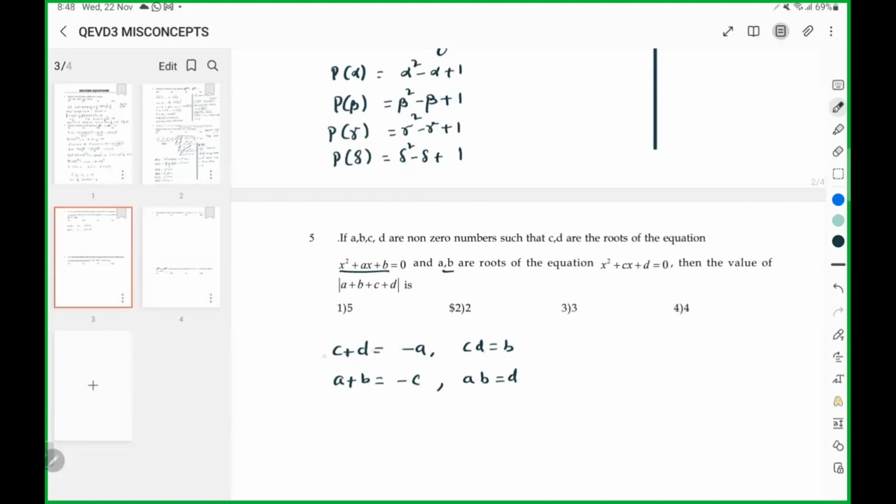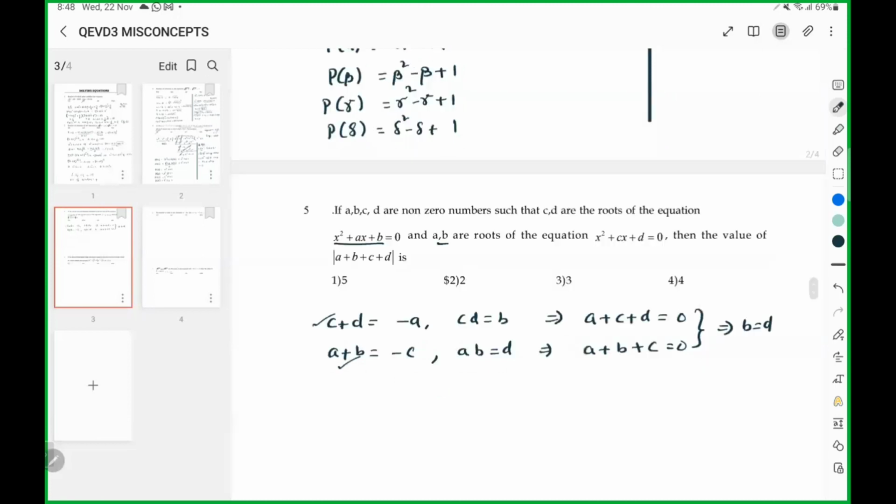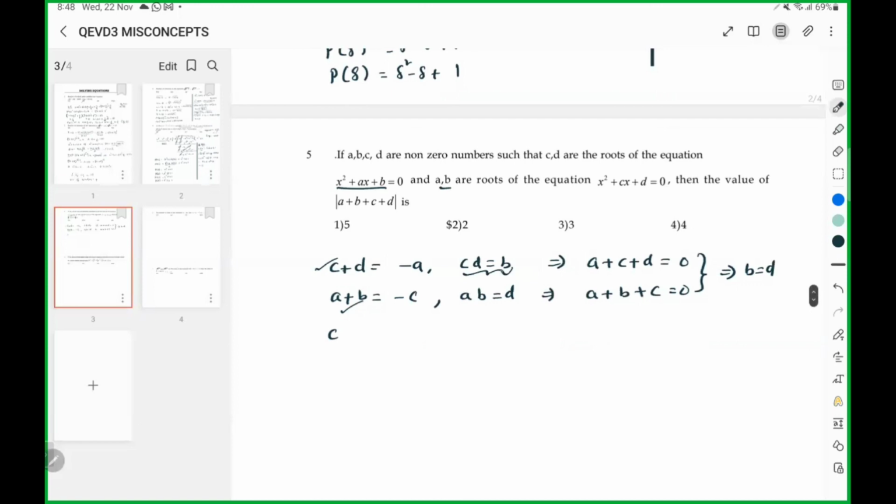Now from this, I'll just rewrite: A plus C plus D is equal to 0. Just this also I will replace: A plus B plus C is 0. From this, equating, AC get cancelled, we get B equal to D. Once B is D, in place of D I will write B, which is B times C minus 1 equals 0. He said B is non-zero, which implies C equal to 1. Right.